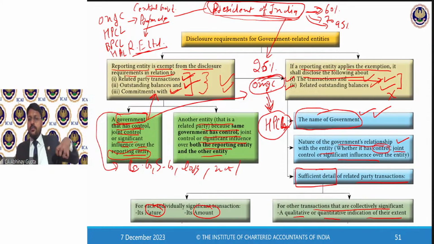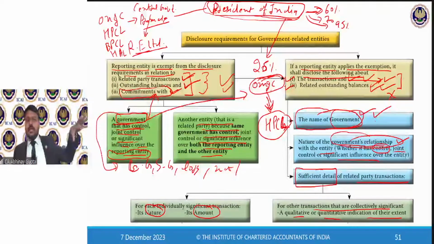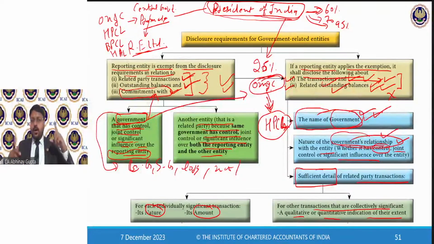So the only benefit we are getting is we don't need to disclose the commitments, right? Because that is not being asked by the special disclosure. Transactions and outstanding balances are anyway asked. Name of the government is asked. Nature of the relationship is also asked. So even if we wouldn't have exercised the exemption, we would end up doing the same disclosure: name of the government, nature of the relationship, transaction, and the outstanding balances. Still we are doing the same, but the only relaxation is for the commitments. So commitments we will not be disclosing anymore, right?